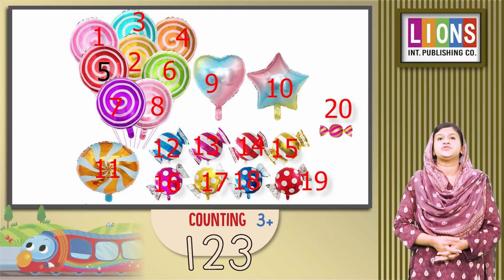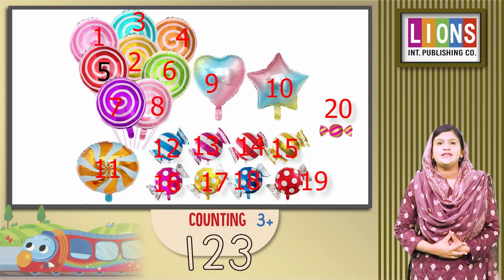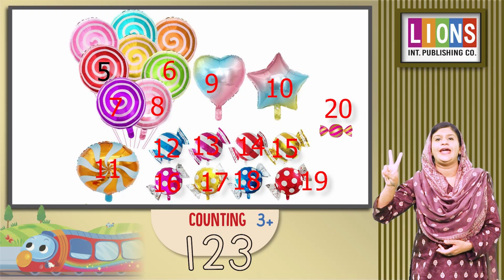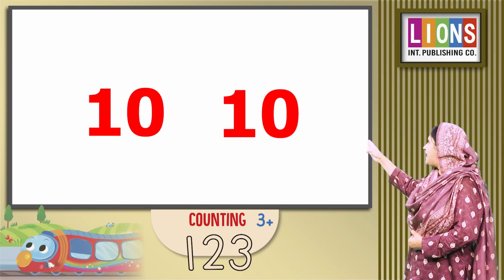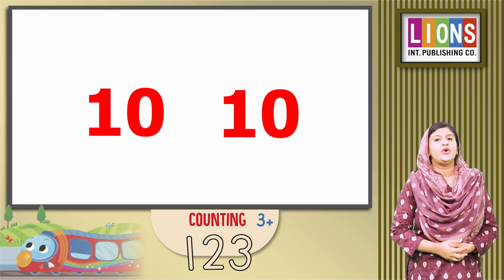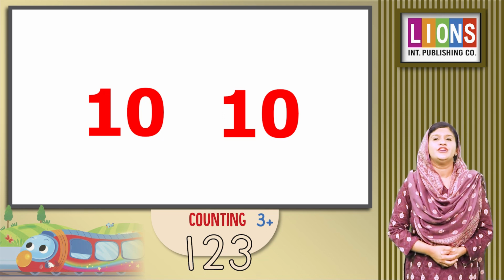यहाँ पे मैं आपको एक interesting बात बताती हूँ कि 20 is made up of 2 tens, right? If we have a 10 and a 10, one more 10, it is going to make the number 20.